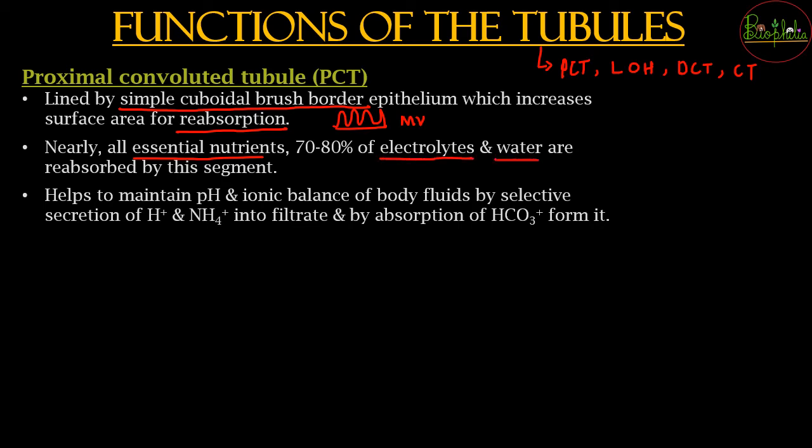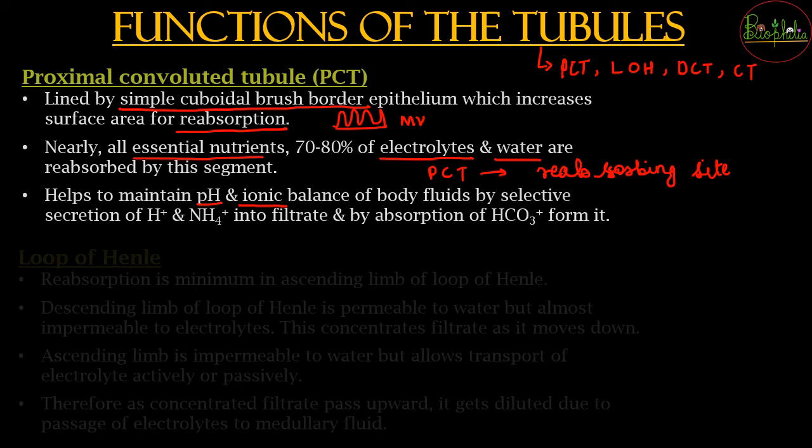Electrolytes will be absorbed, water will be absorbed, because PCT is going to be the major absorbing site. What is it going to be? It is going to be the major reabsorbing, not absorbing, site. You can say it is a major reabsorbing site. So major part of the water, electrolytes, nutrients will all be reabsorbed from here, and because of the reabsorption it helps to maintain the pH and ionic balance through the secretion or reabsorption of different sorts of ions. So that was about the PCT.